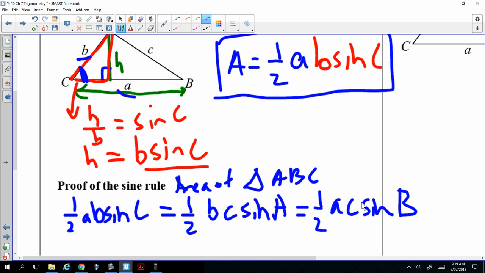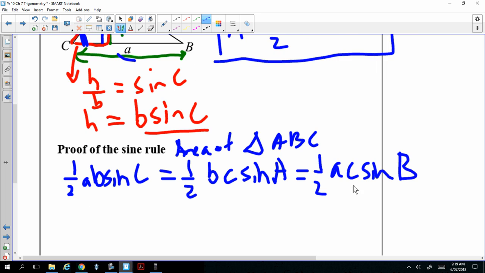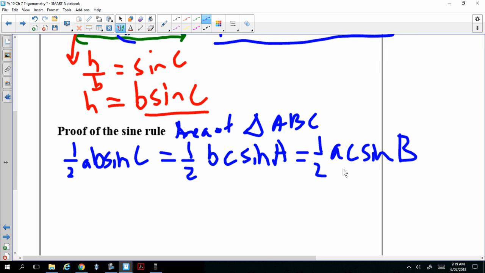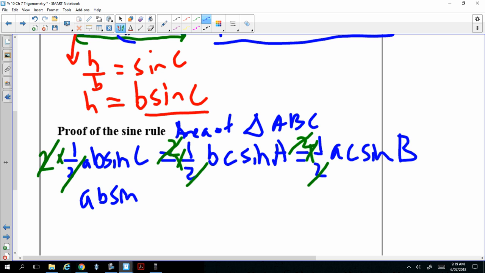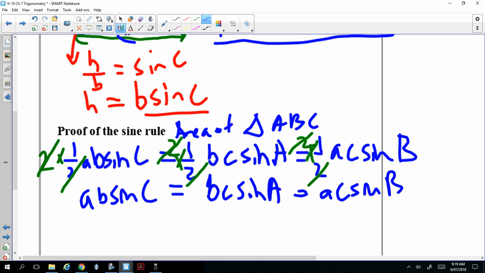So what we're going to do is, the first step is to multiply everything by 2. Cancel, cancel, cancel, cancel, like that. So we've got AB sine C equal to BC sine A equal to AC sine B. Right, write that down. So we'll multiply both sides by 2 to get rid of the half.